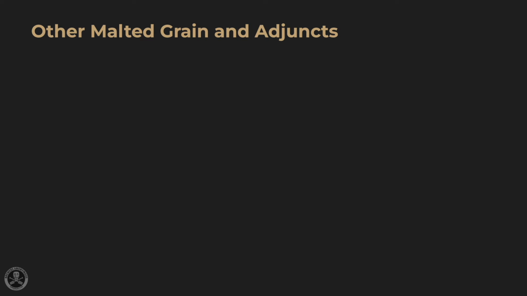And lastly, we have a full range of what we'll call the other adjuncts. By definition, an adjunct is an unmalted source of fermentable in brewing. Outside of the cereal adjuncts we discussed, the other adjuncts used in brewing are corn and cane sugars. These provide a cheap source of sugar to ferment, but they are fully fermentable and tend to produce more alcohol and dry out the beer.